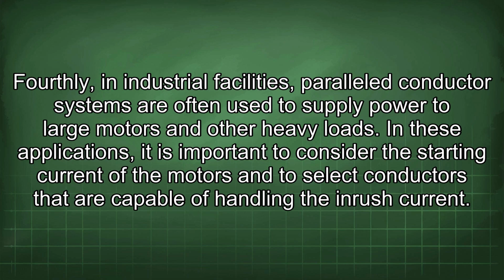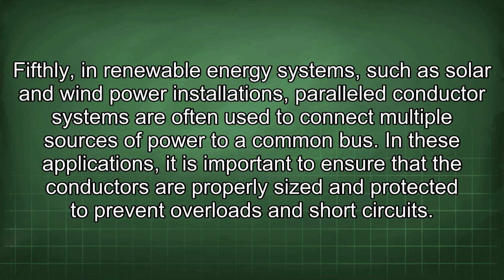Fourthly, in industrial facilities, parallel conductor systems are often used to supply power to large motors and other heavy loads. In these applications, it is important to consider the starting current of the motors and to select conductors that are capable of handling the inrush current. Fifthly, in renewable energy systems such as solar and wind power installations, parallel conductor systems are often used to connect multiple sources of power to a common bus. In these applications, it is important to ensure that the conductors are properly sized and protected to prevent overloads and short circuits.